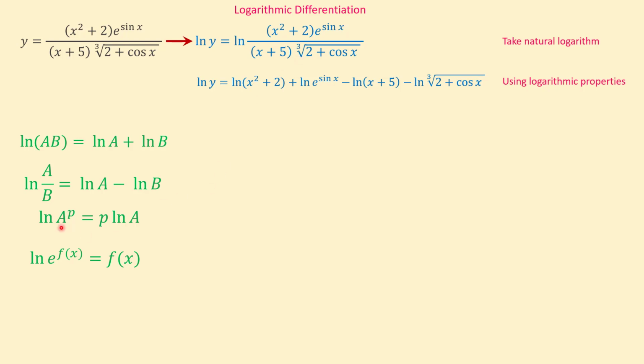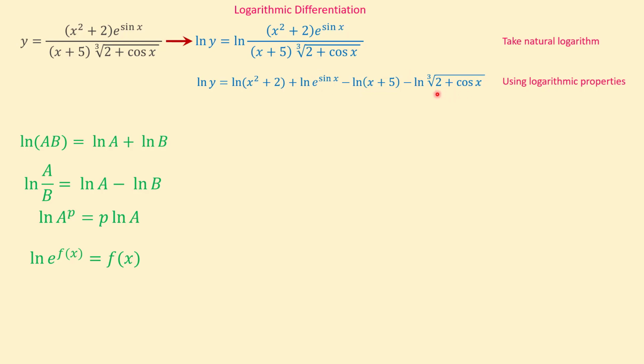Now, with the third and fourth properties of ln, we can rewrite ln of e to the sine of x as sine of x. Note that ln of e to the f of x in general is equal to f of x. So ln of e to anything equals that thing. For example, ln of e to the sine of x equals sine of x. So we can simplify this expression here as sine of x.